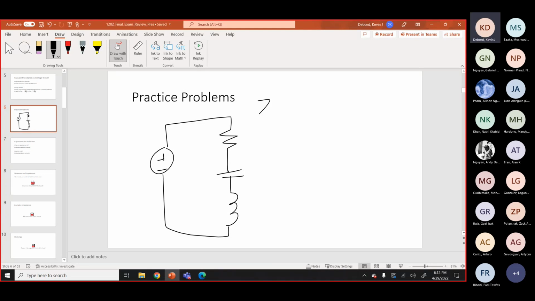Okay, so you're saying that ZEQ is equal to what? It'll just be R plus 1 over J omega C, because that's it. Yeah, my bad. So it's R plus 1 over J omega C plus J omega L, right? Okay, and then I guess it's easy enough.